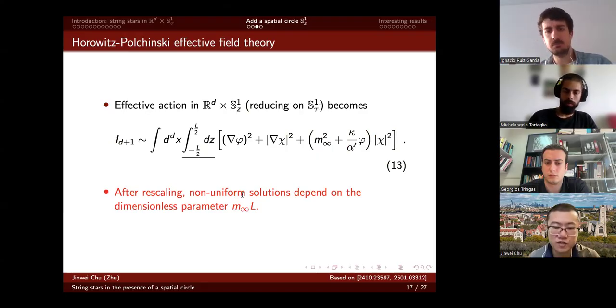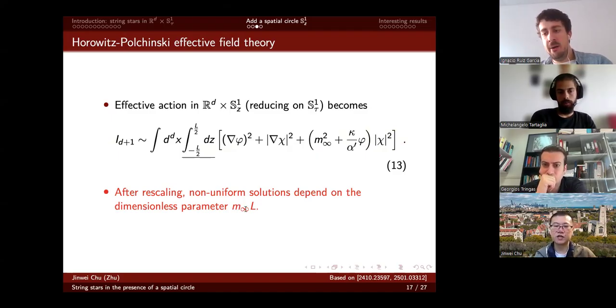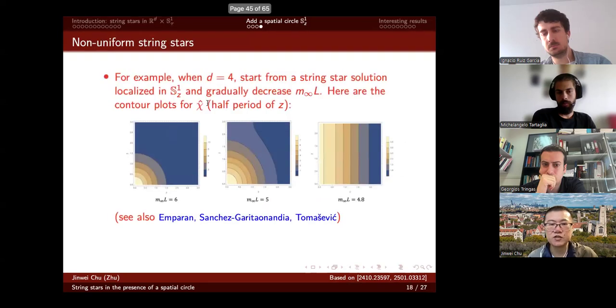But for non-uniform solution, there's a new dimensionless parameter, M infinity times L. So L has the unit of length, and M infinity has a unit of inverse length. So together, it is a dimensionless parameter. So even after rescaling, non-uniform solution could depend on this new dimensionless parameter. So let me show an example for D equal to 4.